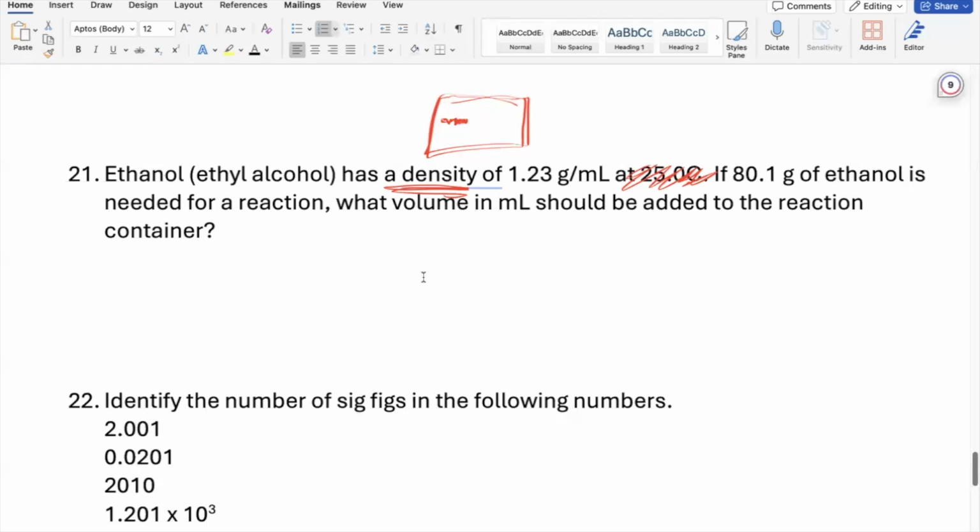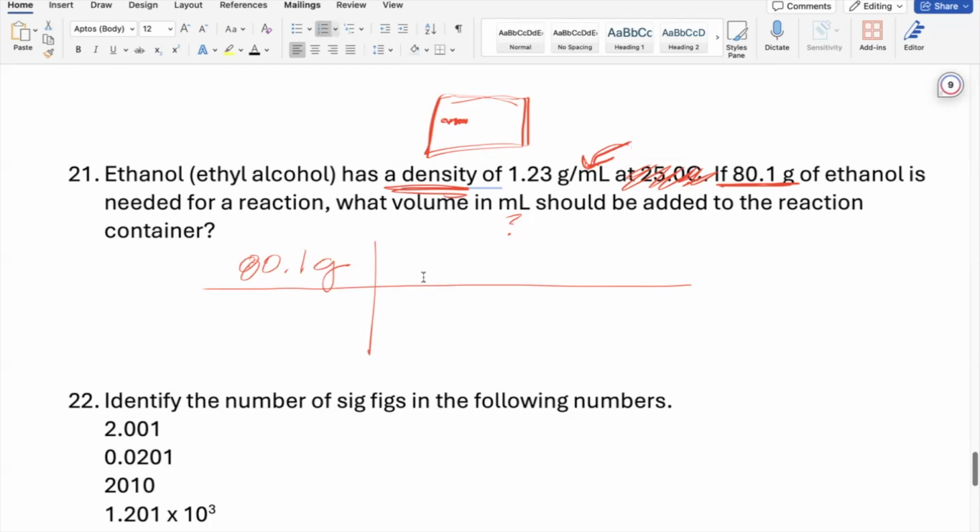All right, and then it says if 80.1 grams of ethanol is needed, what volume should be added? So here's our given, and here's what we're trying to solve for. And we don't know the relationship off the top of our head from grams to mils. We need to be told what the density is, right? So we're going to use that density as our conversion factor. We're going to start with 80.1 grams, our given. And then we get to manipulate this density as needed, just like we would with molar mass, right?